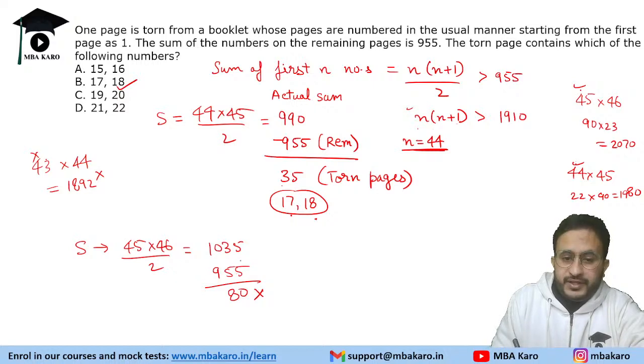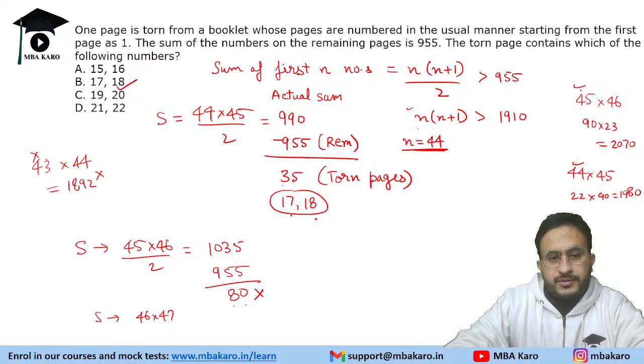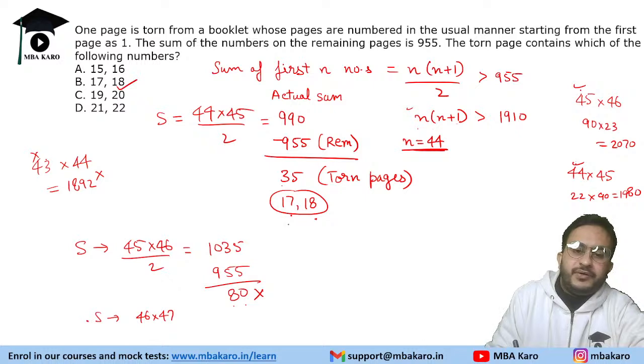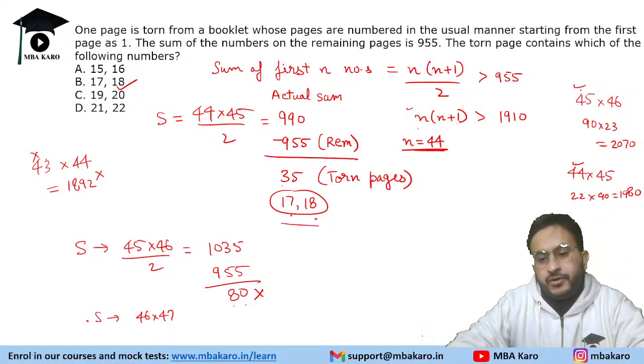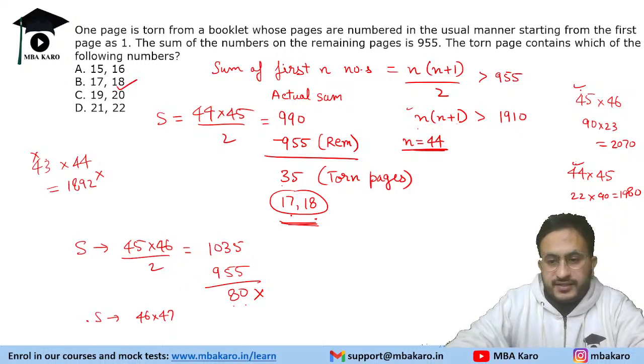If you go further, let us say if you take 46, you can try it. You will get a very large number. Here 80 is coming, it will be more than that. That is not possible. Okay, so try this thing. You will see that the number that you are getting will be more than the number of pages. So we have to take the number which is just more than the given sum.